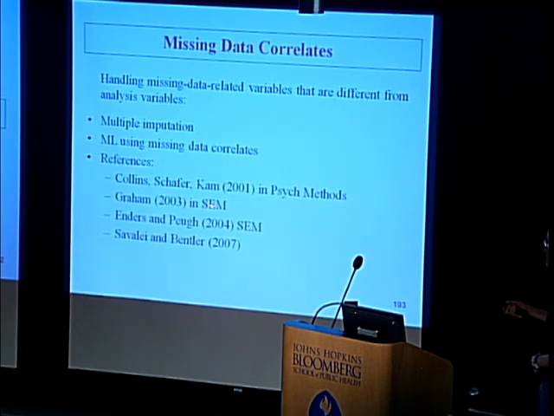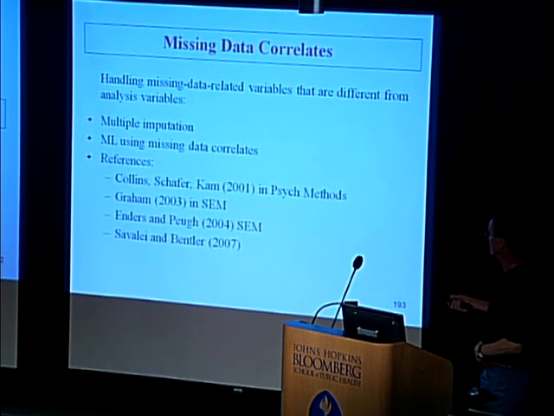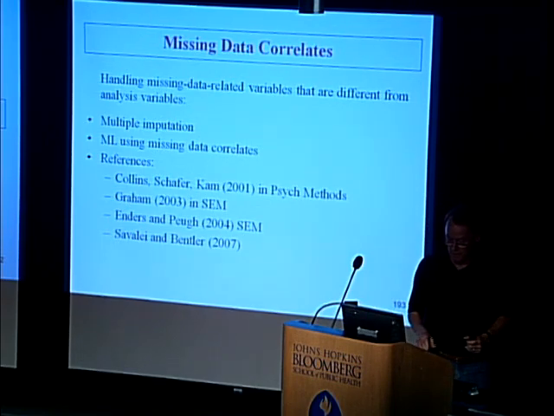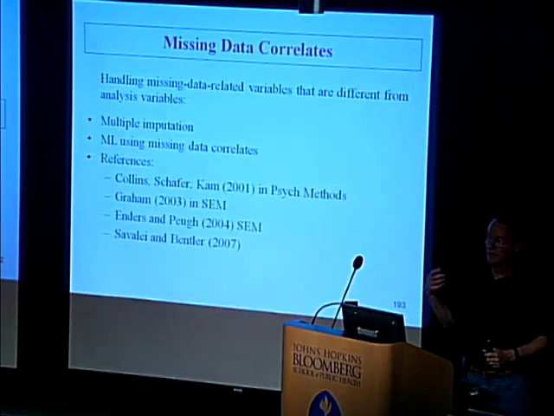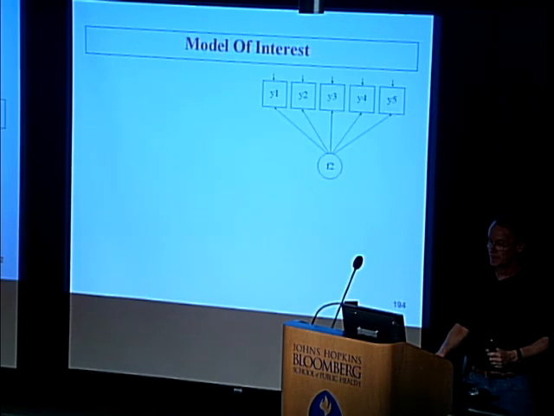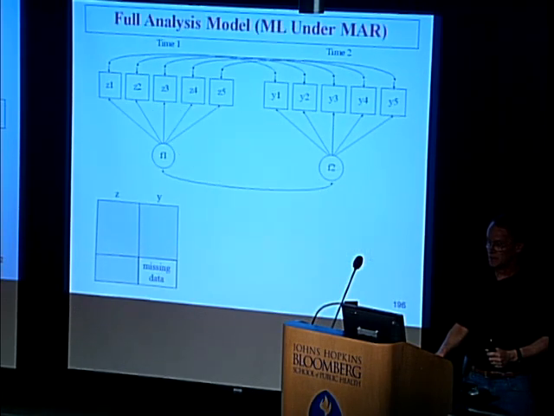SEM is the Structural Equation Modeling journal. Various kinds of overview references. And Craig Enders' book will also talk about using missing data correlates. Again, it is about trying to incorporate variables that correlate with missingness, even though they don't have a substantive role, to make the maximum likelihood estimates under MAR be better. So I'm going to skip these pages.